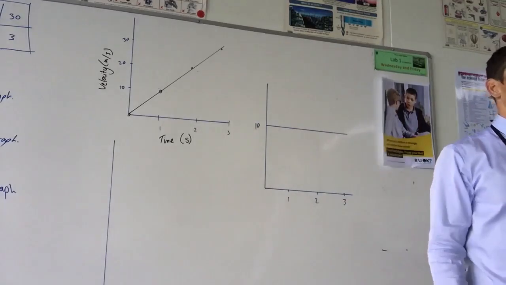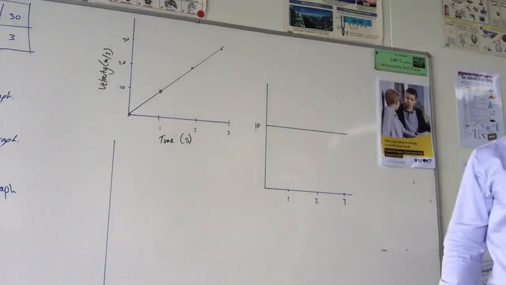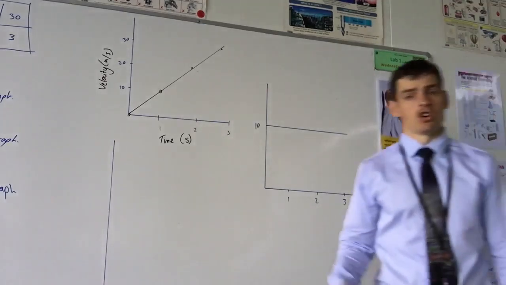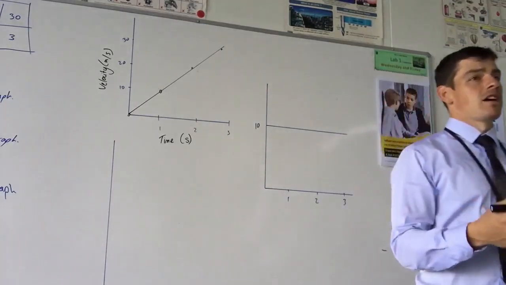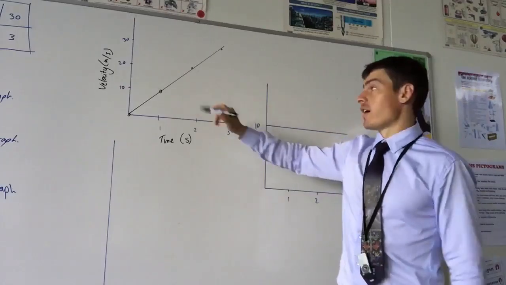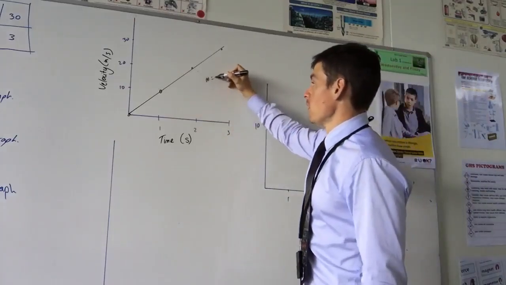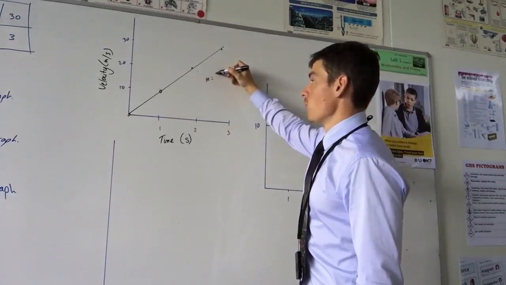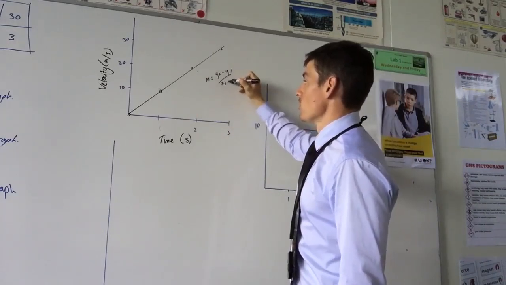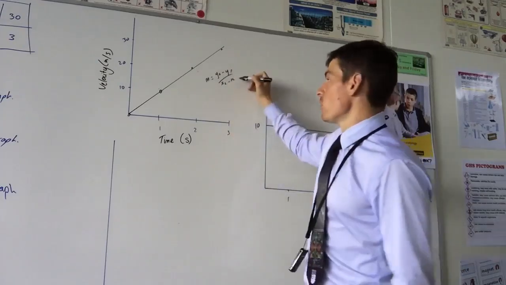What's our acceleration? Yep. Acceleration is change in velocity over time. Change in velocity over change in time. How could I represent that on this graph? What is that? Gradient. So m equals, you could write y2 minus y1 over x2 minus x1, rise over run, whatever you would like.